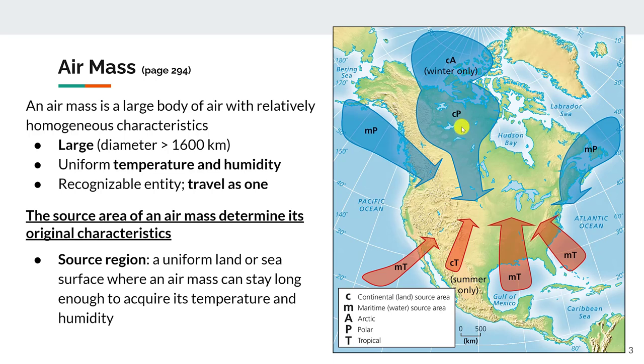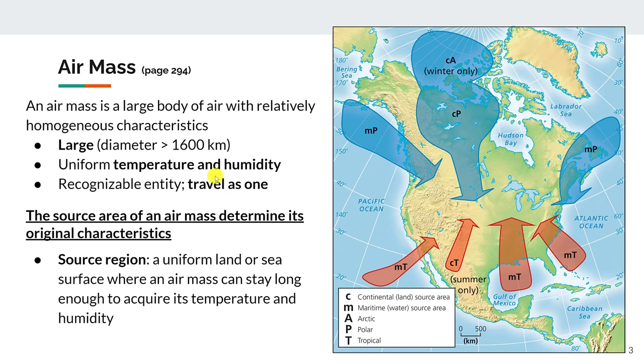That is where this air mass was produced. So not everywhere you can make air masses. In order to make air masses, your source region, your Earth surface, needs to meet certain requirements. It should be a uniform land or sea surface where air masses can stay long enough to inherit the temperature and humidity from the surface of the ground or the sea.